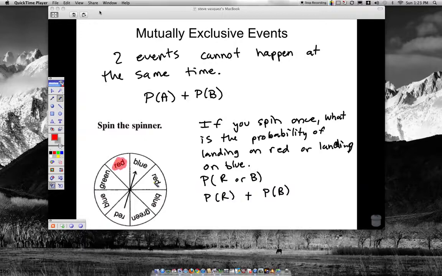If I look at red, I have a probability of 3 out of 8. If I land on blue, I also have a probability of 3 out of 8. So if I only spin one time, the probability of landing on a red or a blue is going to be the addition of those two things, which is 6 out of 8. If I reduce that, it could be reduced to 3/4. So 3 times out of every 4 that I spin, I will land on either red or blue.